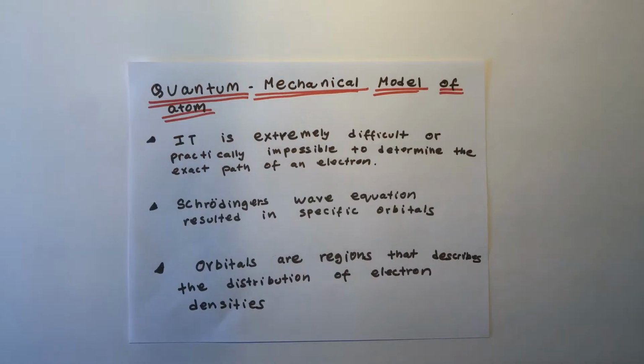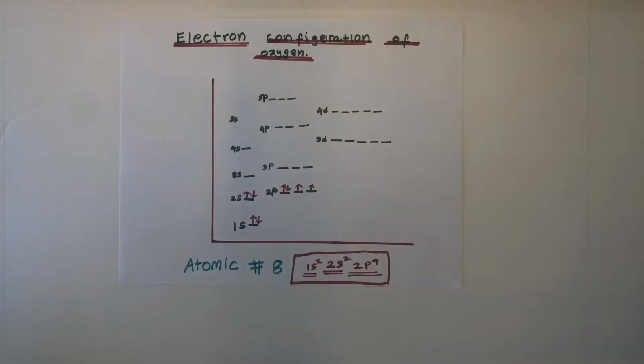Orbitals are regions that describe the distribution of electron densities. Electrons fill the orbitals according to a pattern. This is the electronic configuration of oxygen. Oxygen has an atomic number of 8, so it fills up 2 energy levels by using Hund's rule and the Aufbau principle. So the electron configuration of oxygen is 1s squared, 2s squared, and 2p to the power 4.